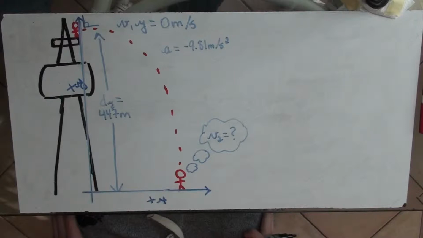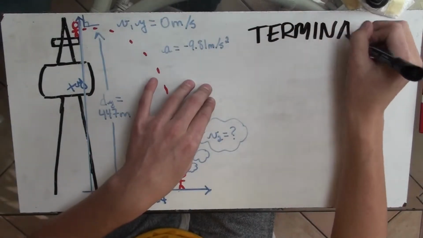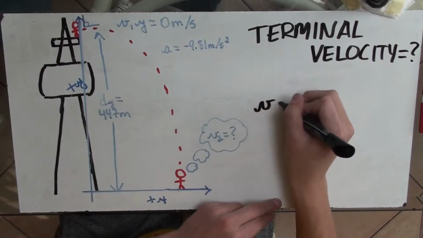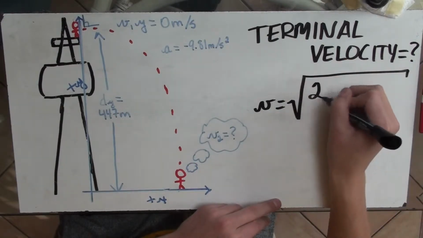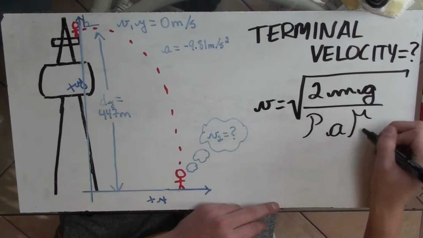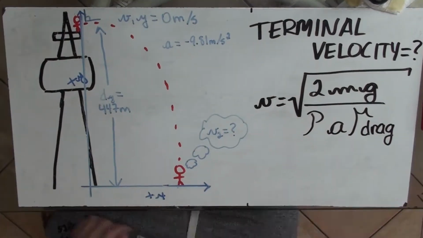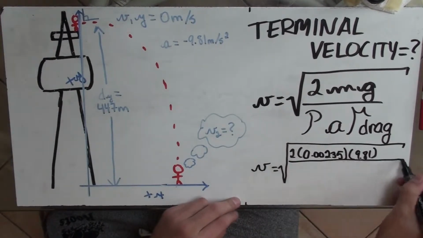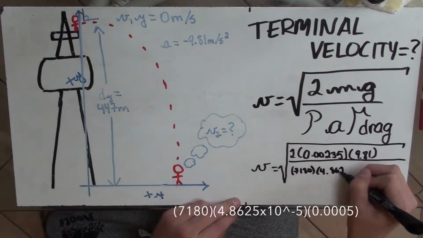called terminal velocity. Terminal velocity is the constant speed that a freely falling object eventually reaches when the resistance of the medium through which it is falling prevents further acceleration. The equation for this is the square root of 2 times mass multiplied by gravity over density times projected area, that should be a big A, multiplied by the coefficient of drag. And when we plugged all these numbers in, we found that the terminal velocity is 28.8 meters a second.